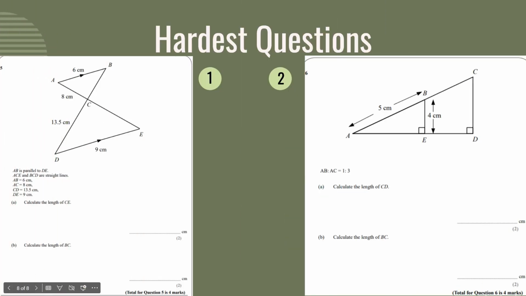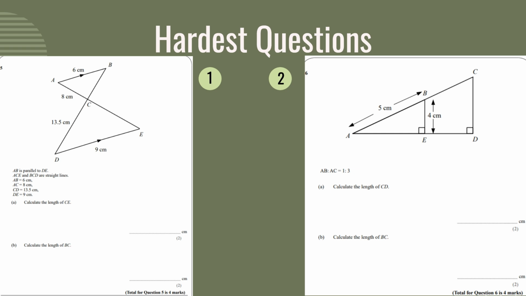Here are some of the hardest exam questions you'll probably be asked on similar shape lengths. Have a go, pause the video, and unpause when you've done. So in our first question, AB is parallel to DE. AEC and BCD are straight lines. AB equals 6 cm, AC equals 8, DC equals 13.5, and DE equals 9.